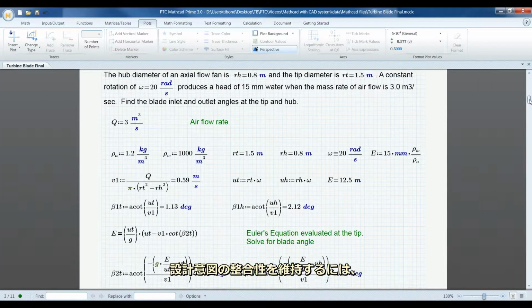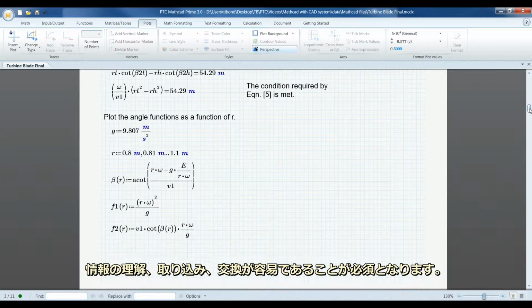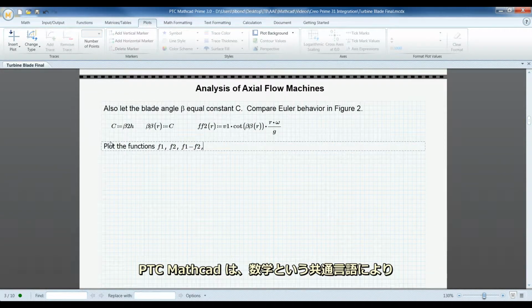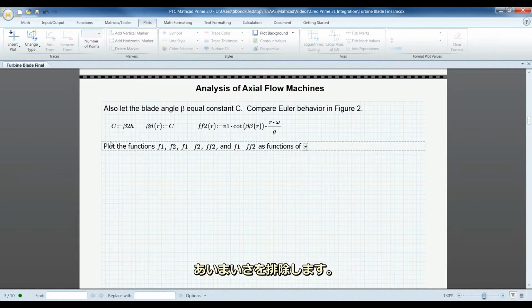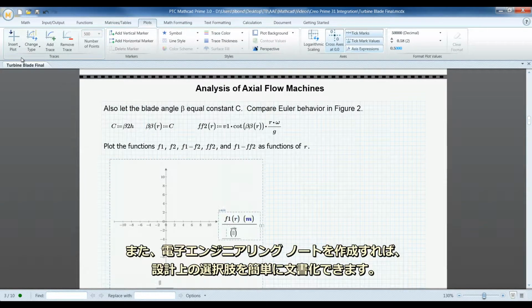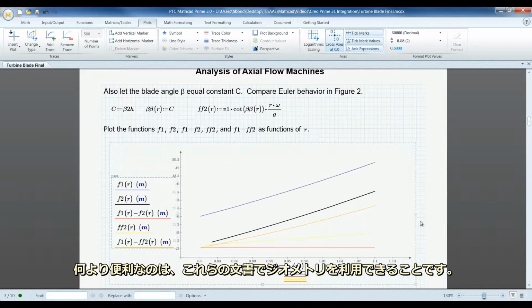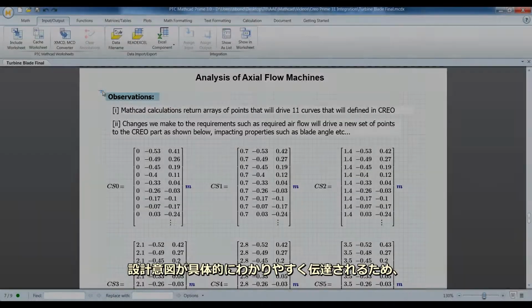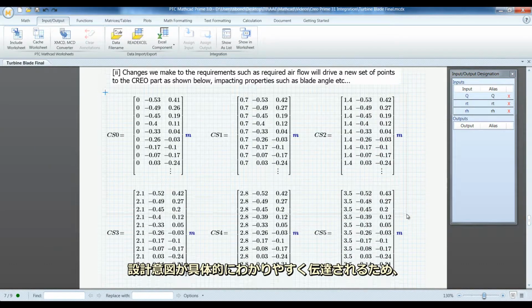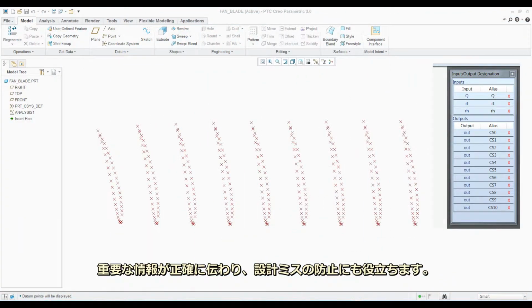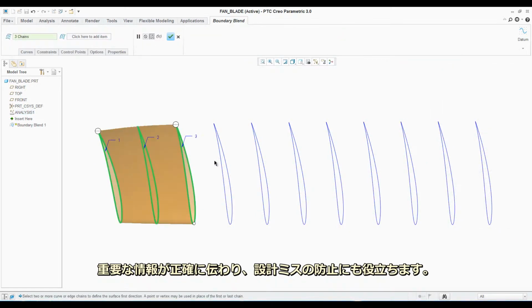To preserve the integrity of the design intent, information must be easy to understand, capture, and exchange. Using the universal language of mathematics, PTC Mathcad removes ambiguity and makes documenting design choices easier by creating an electronic engineering notebook. Best of all, by having the documentation available with the geometry, CAD engineers can easily find and understand the details of the design intent, eliminating potential design errors while preserving essential knowledge for all engineers involved in the process.